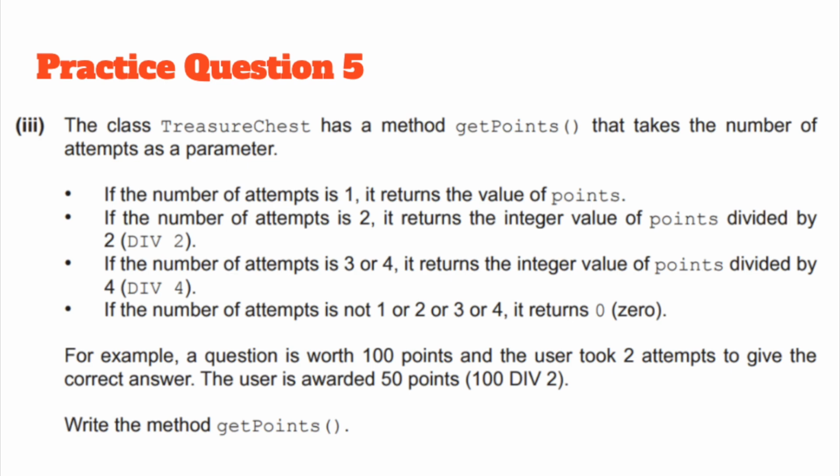So all we're doing is creating a function called getPoints, which refers to self and has an additional parameter, which is the number of attempts. If the number of attempts equals 1, return this; else if the number of attempts equals 2, return self.points div 2, and so on. So pause the video and have a go at coding this one, and then continue to check a possible solution.